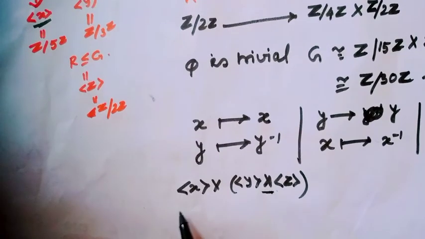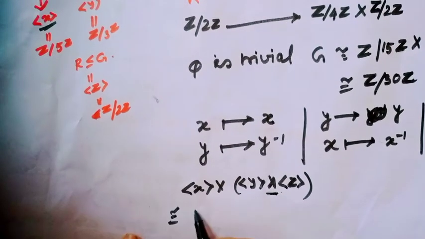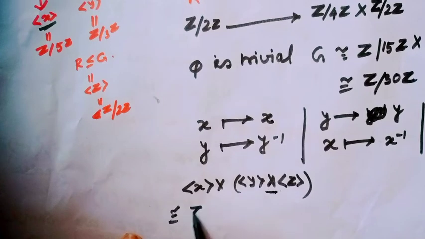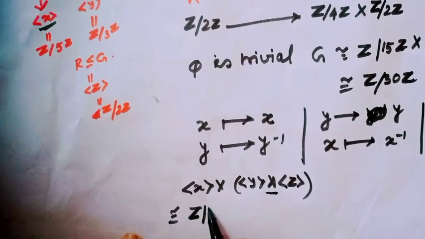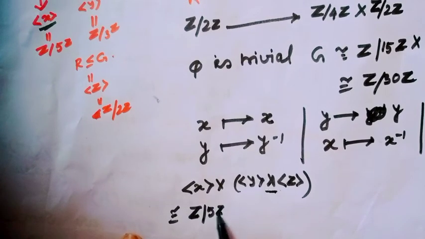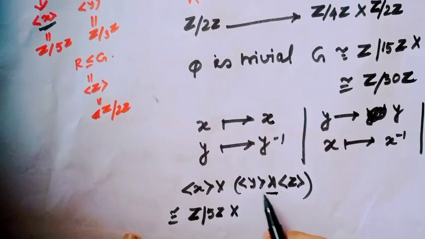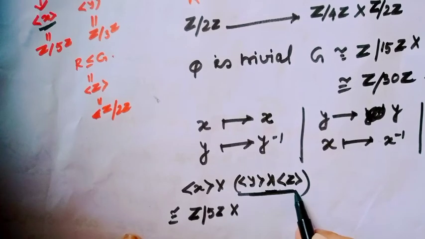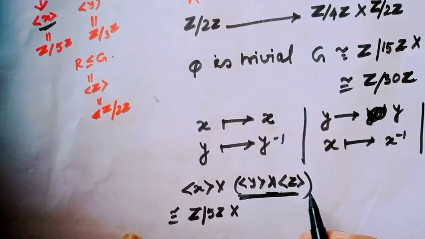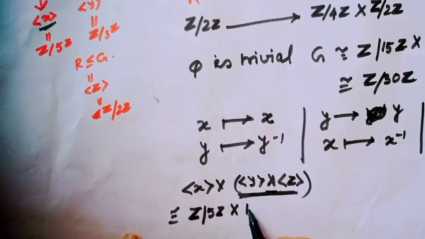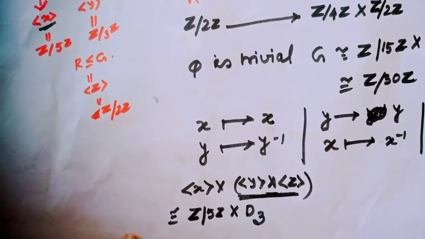And this is actually isomorphic to Z mod 5Z direct product. Notice this structure. This structure, we all know, is similar to the D3 group, the dihedral group of order 6.